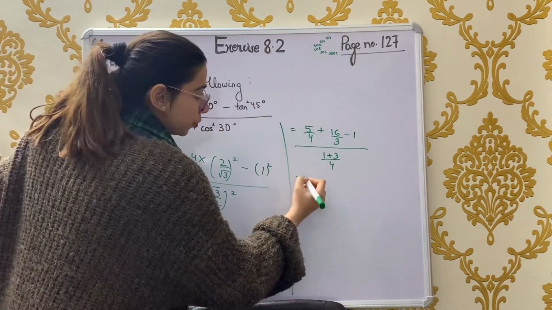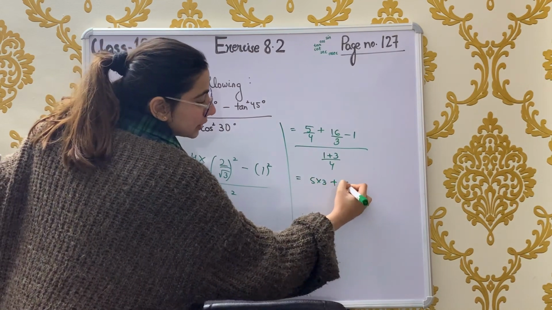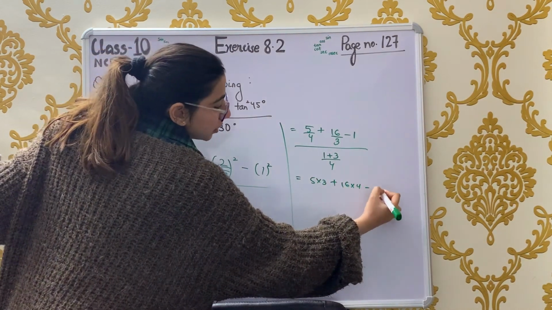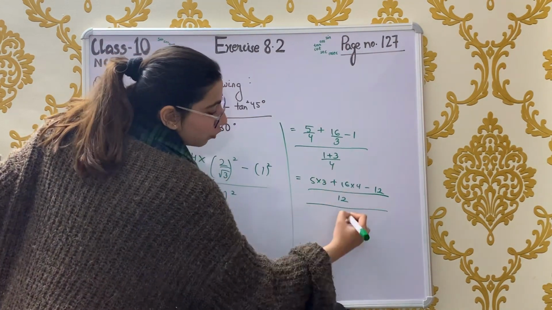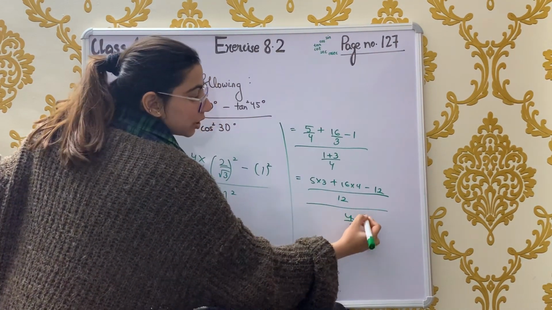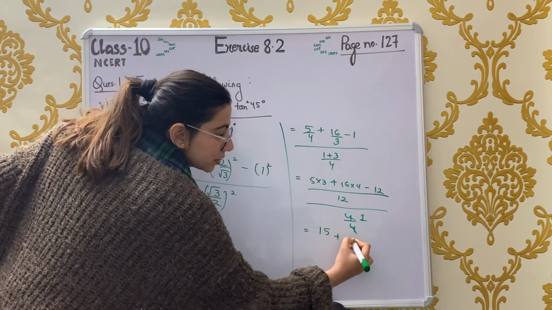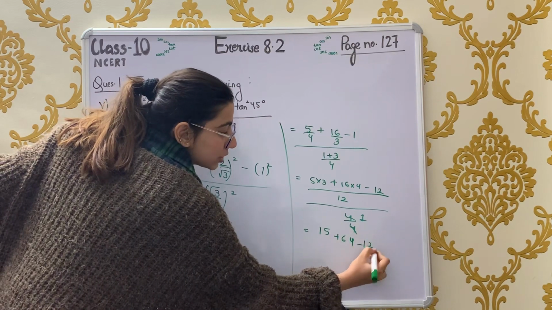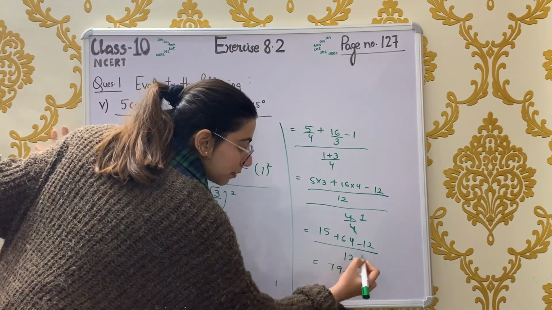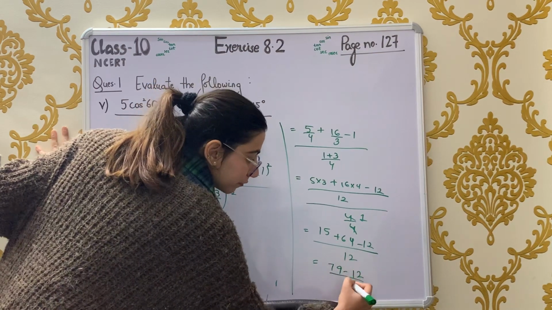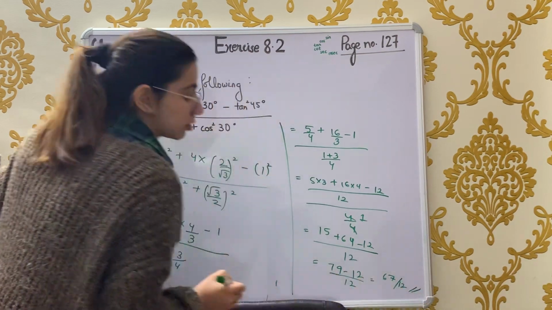Taking the LCM in the numerator, we get (5 into 3 plus 16 into 4 minus 12) by 12 upon (4 plus 4) by 4, which gets cancelled out and we get 1. So here it becomes 15 plus 64 minus 12 upon 12. 15 plus 64 is 79, minus 12 upon 12 comes out to be 67 by 12, which is our answer.